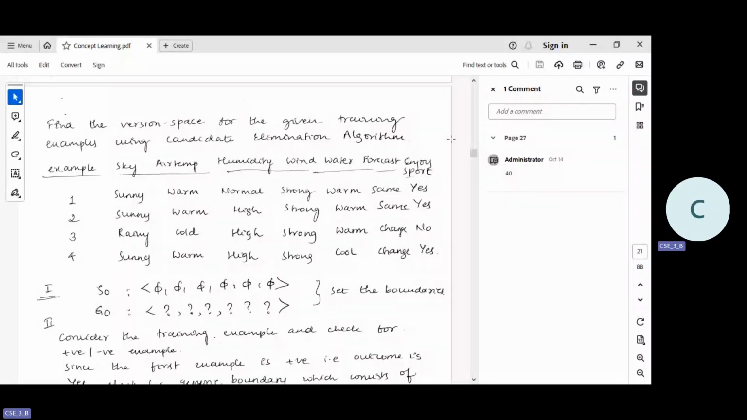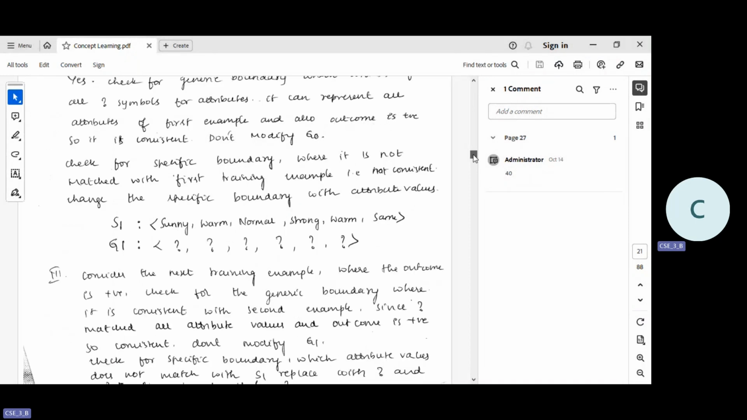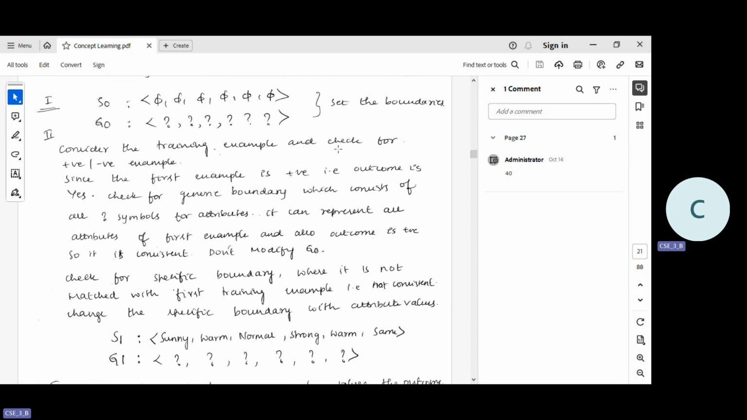Using the candidate elimination algorithm. This is one of the popular approaches in machine learning, where we try to learn a concept by finding the set of consistent hypotheses from the training examples provided.